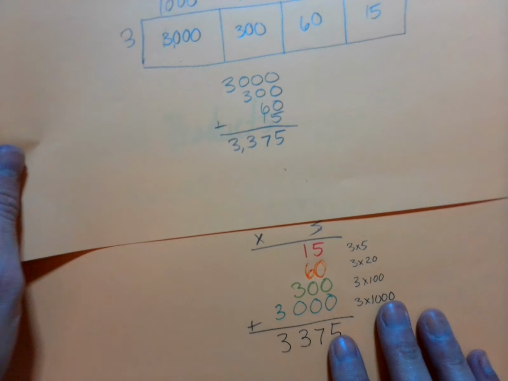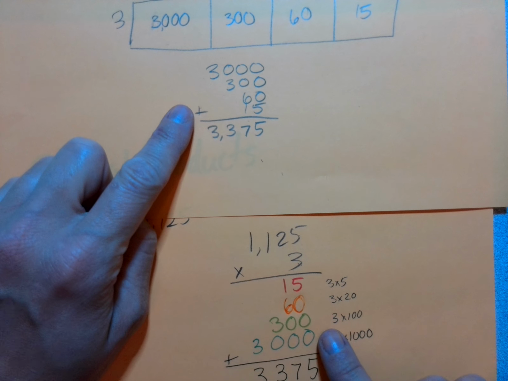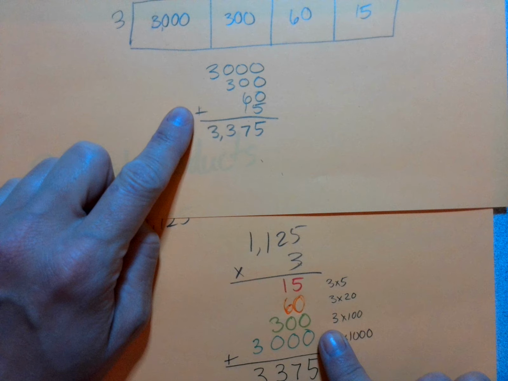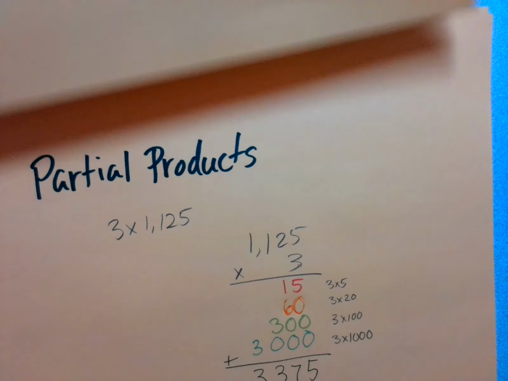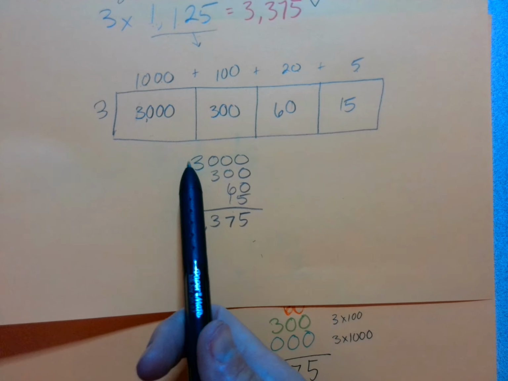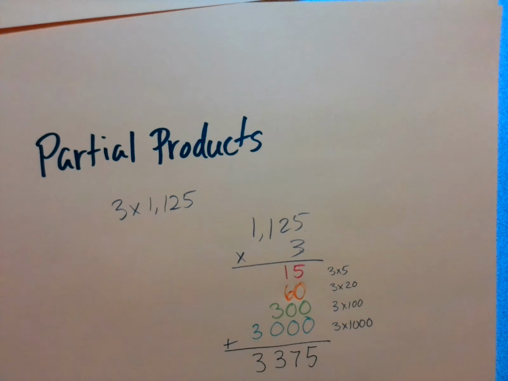Look at my partial products from the area model. They're exactly the same. So the only difference is from area model versus partial products, box. So we either have it in a box or we're just stacking it, okay? And I'm just using those color codings so you can see the different steps that are happening there.